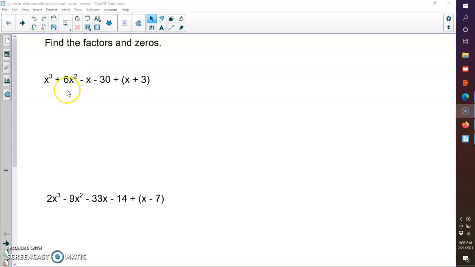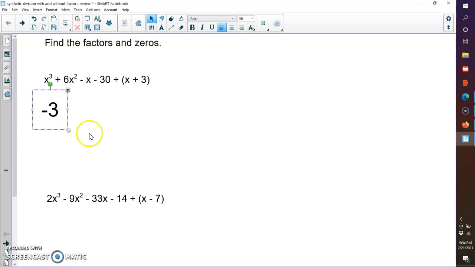Alright guys, so this is your review for your synthetic division test. You're going to get 4 questions where I give you a factor and 4 questions where I don't. Once again, when I give you a factor, what we do is we put a number in the box, and the number is always what makes the divisor equal to 0.